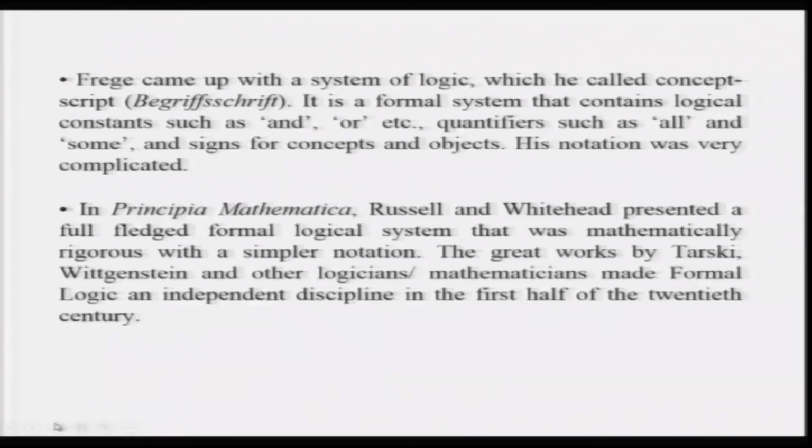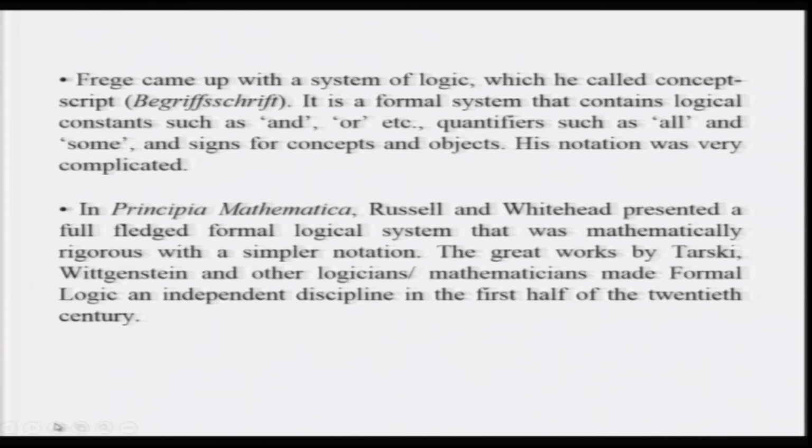We'll see that anyway. So he comes up with a rigorous system of logic, and he, in the true sense, is the pioneer of modern logic. This system he called Begriffsschrift in German, Concept Script. It is a formal system that contains logical constants such as "and," "or," etc., quantifiers such as "all" and "some," and signs for concepts and objects. His notation was very complicated.